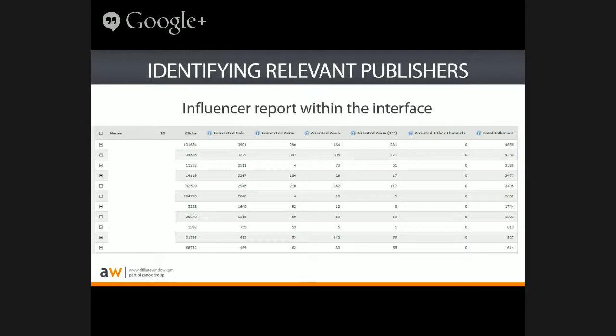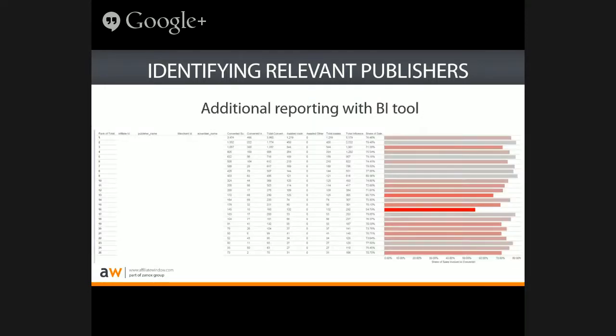These reports can also be downloaded into a CSV file in order for you to be able to analyze these further. In addition, our account managers have access to a report that's been built using our business intelligence tools to easily identify publishers that are heavily involved within customer journeys without converting them. For example, they're able to tweak the relevant filters to identify any publishers that have an influence of over 100.